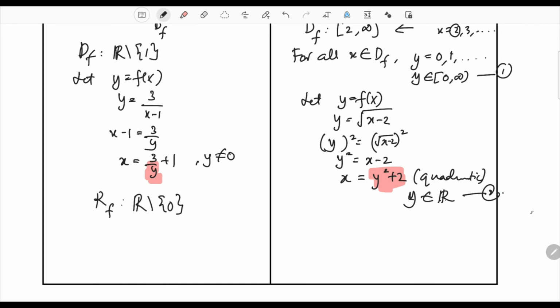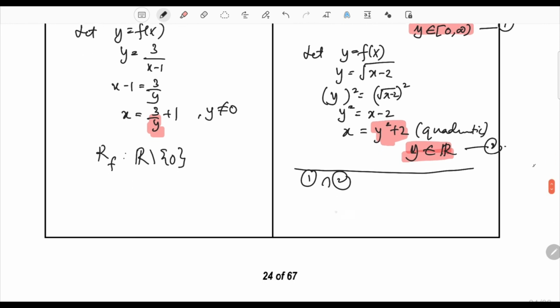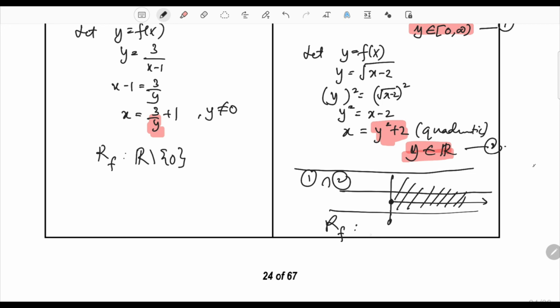So we have one result, y elements of 0 to infinity, and one more, y elements of real numbers. Both contradict each other, so we're going to find the intersection between the two. We draw a number line with 0. We have here 0 to infinity, and then we have real numbers. Find the intersection part. So the answer will be the range, which is 0 to infinity.